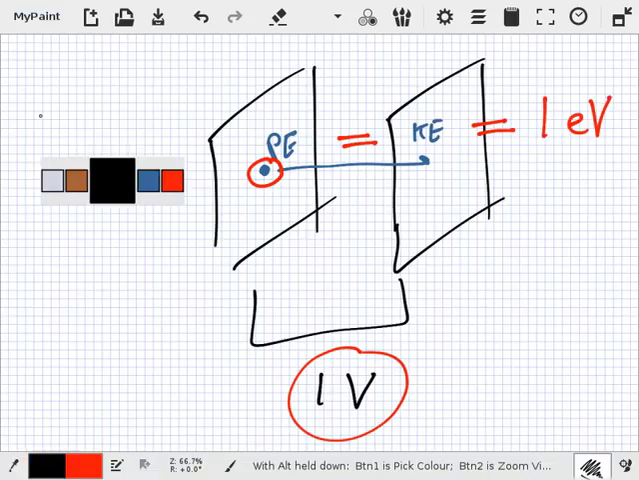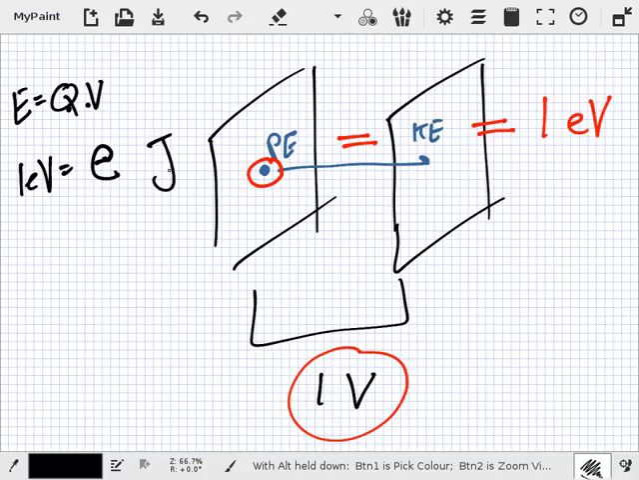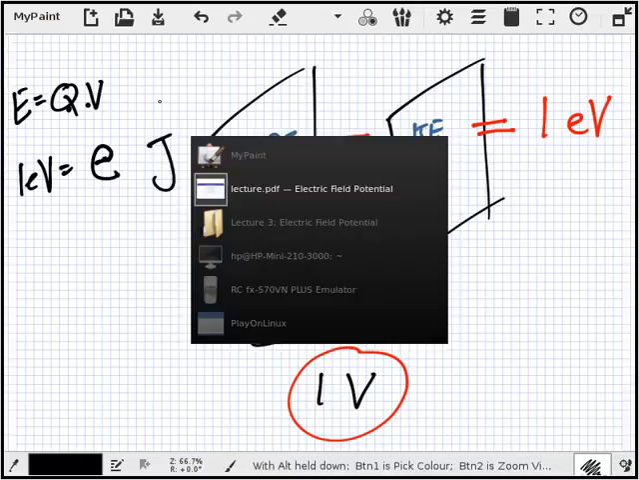And if you think about the formula, what did I say it was? QV. Yeah. The potential energy equals QV. 1 electron volt will equal, well, what's the Q if it's 1 electron volt? That will be 1.6 times 10 to the minus 19, that's e, and V will be 1. So basically 1 electron volt is e joules.